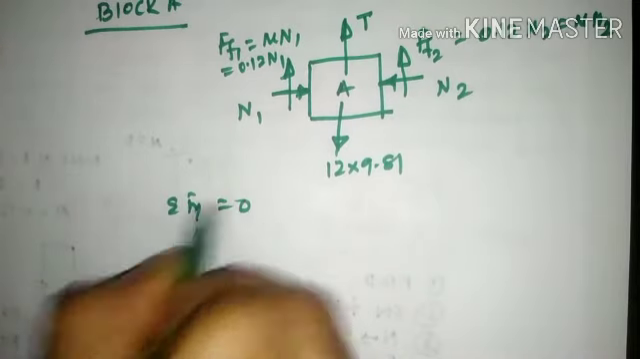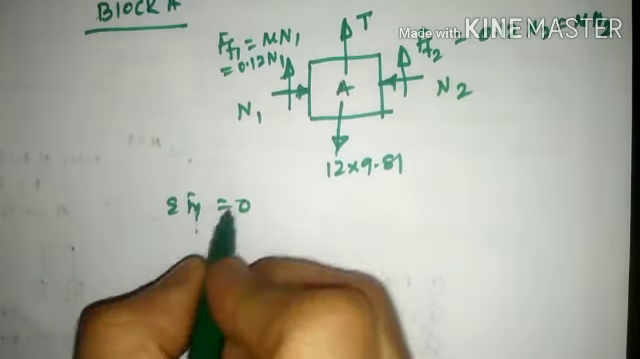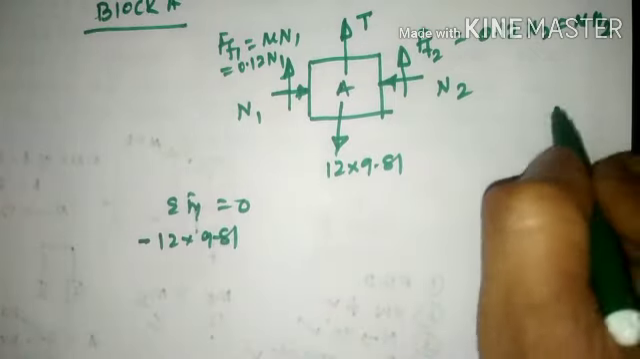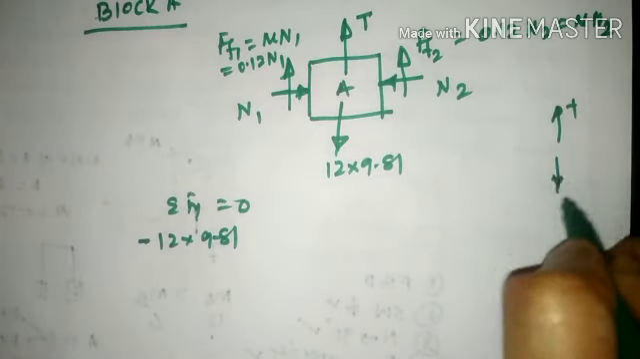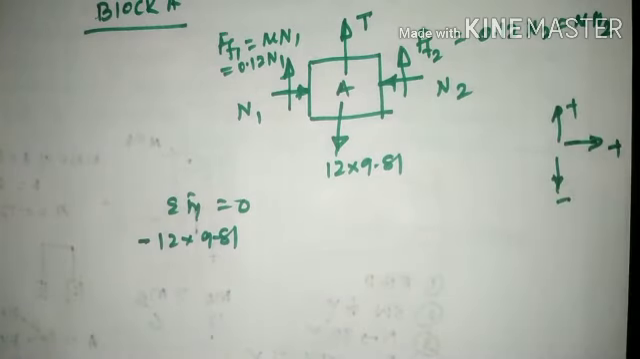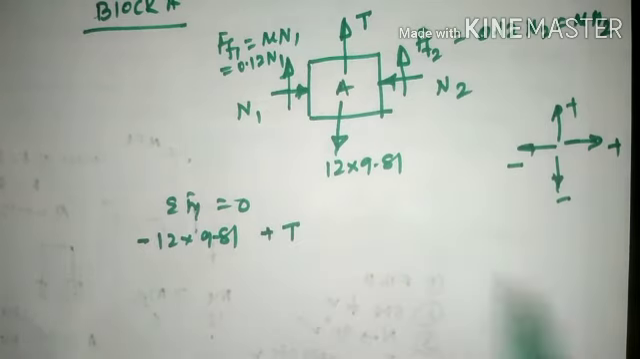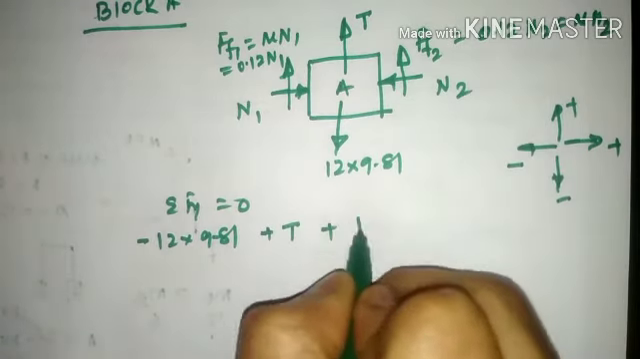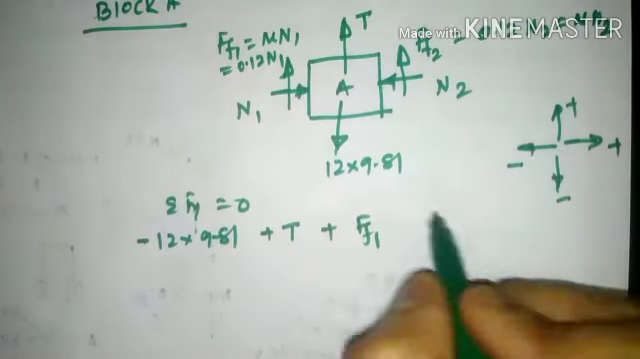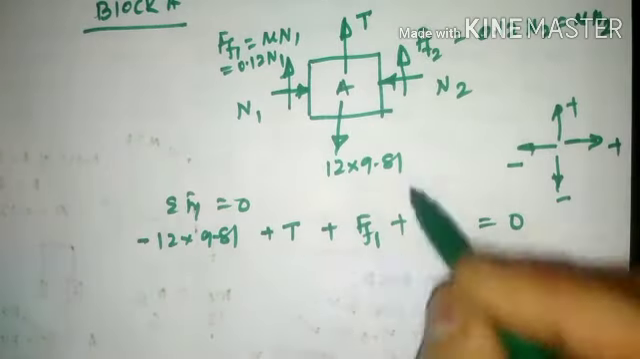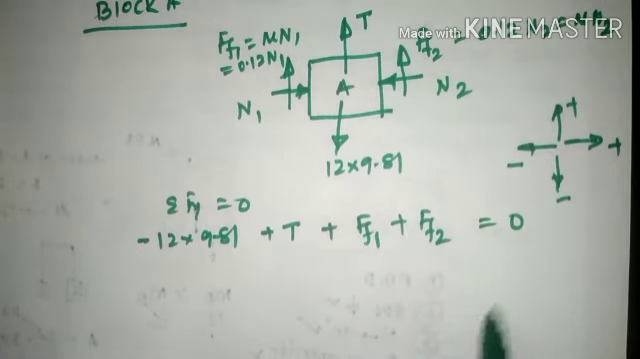Considering summation Fy is equal to 0. When you consider summation Fy is equal to 0, minus 12 into 9.81. Again, all upward forces positive, all downward forces negative, all right hand side forces positive, all left hand side forces negative. So minus 12 into 9.81 plus T, then plus F of F1, this is upward, plus F of F2, that is equal to 0. Only 12 is downward, so negative. Remaining all forces are upward, so considered as positive.